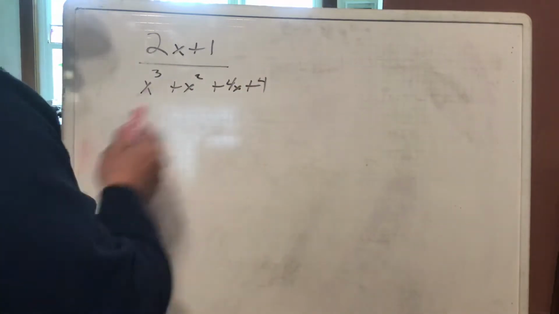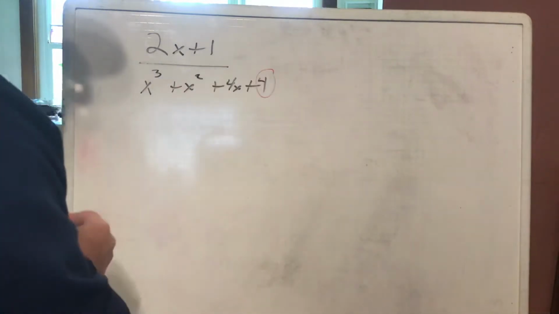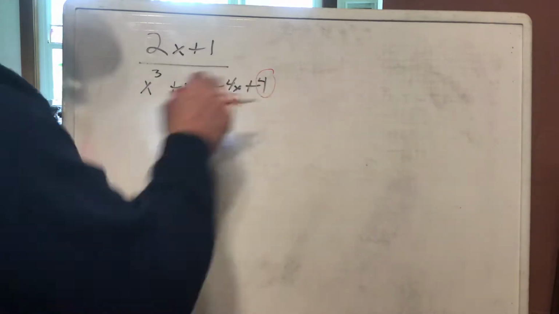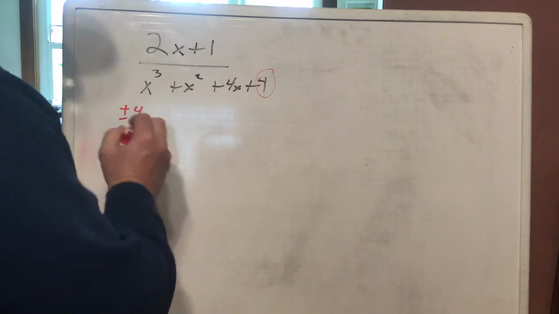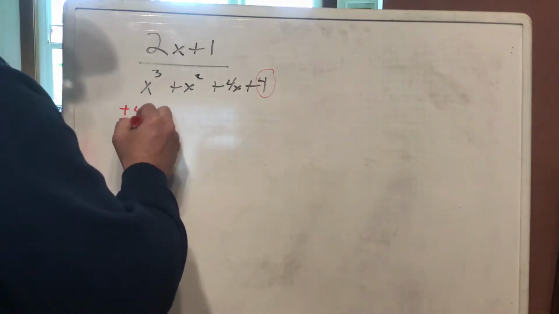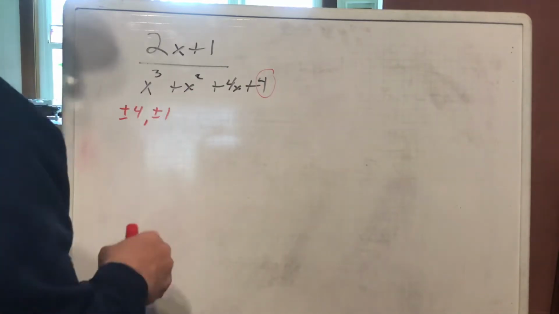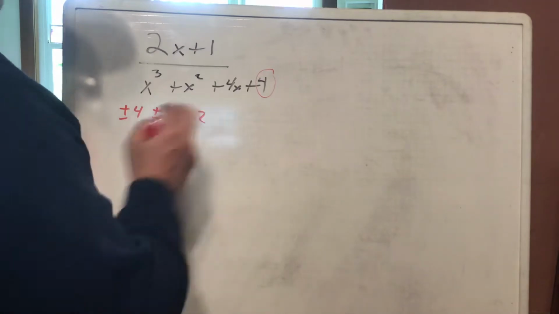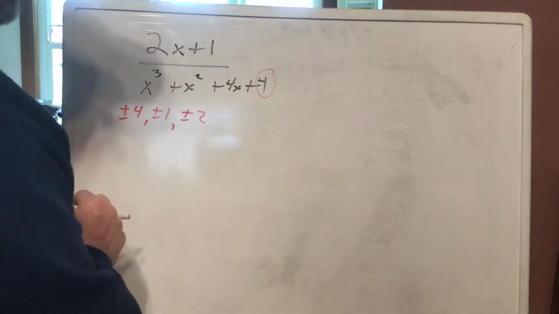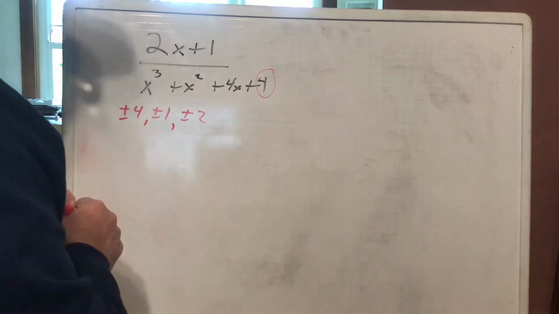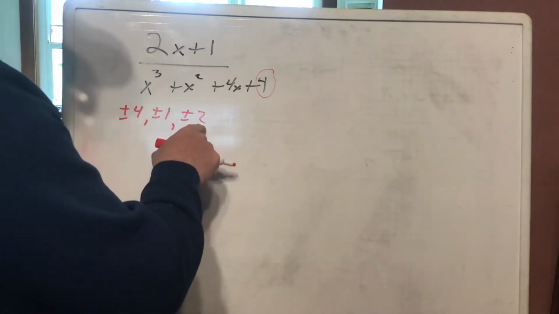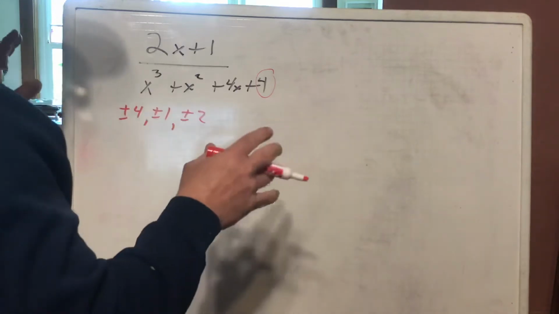Then the factors have to be related to this plus this 4 right here. So the only things that could possibly be factors here are plus or minus 4, because 4 is a factor of 4, plus or minus 1, because 1 times 4 is 4, and plus or minus 2. Those are the only possibilities. When we see the 4 right there, that tells us the last things multiplying together have to be able to give us 4. And the only way we can get that is either by 2 times 2 or 1 times 4. Those are the only ones that are possible.